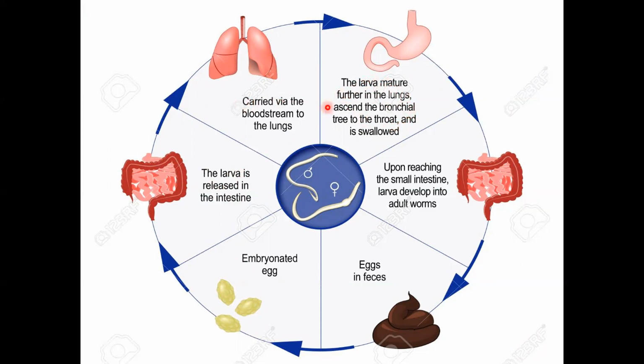So, this you have to remember. First, it goes in the lungs. In lungs, it gets mature. From lungs, you can see this is the windpipe. We all know that pharynx is the connection between windpipe and food pipe. So the larva will travel to the pharynx, the throat region, and from there it will change its pipe. From windpipe, it will enter the food pipe, and then it will be swallowed. Again, it will reach the intestine, and there it will develop into adult worm.